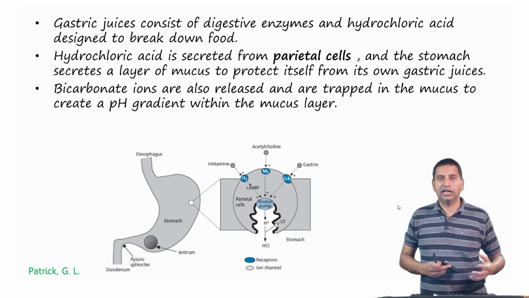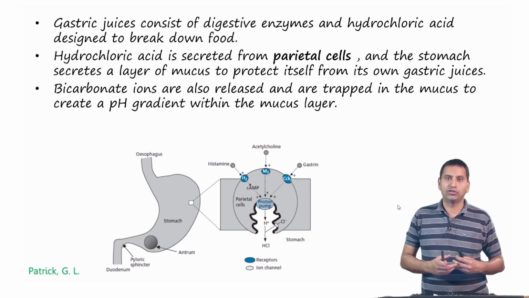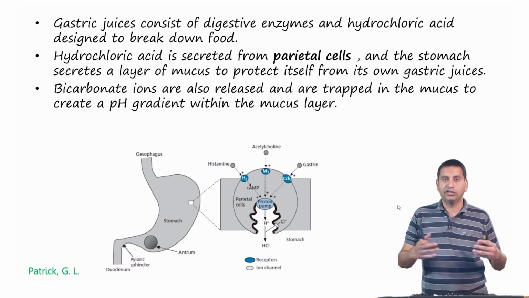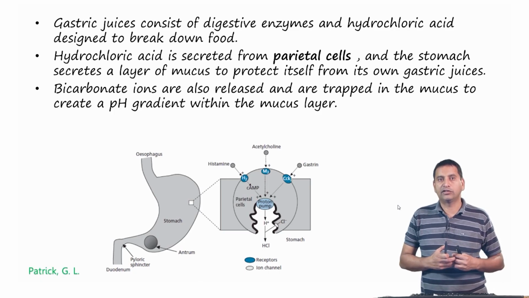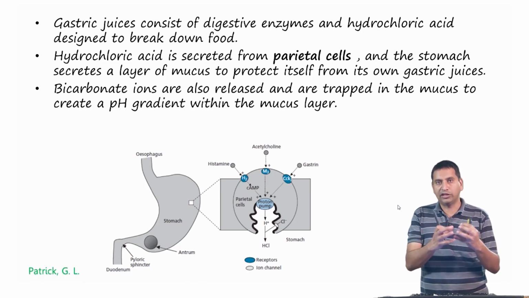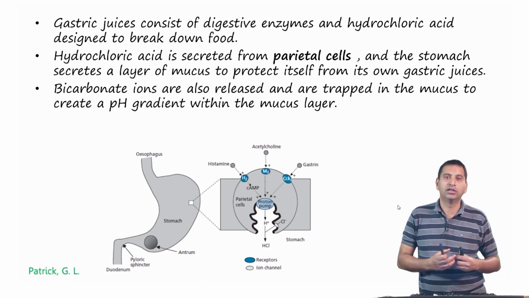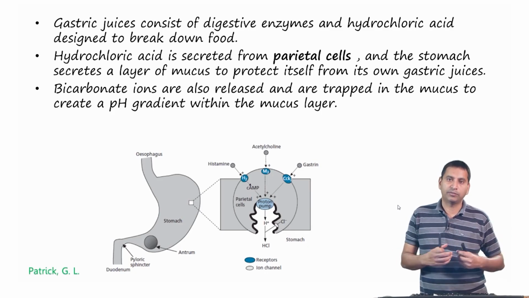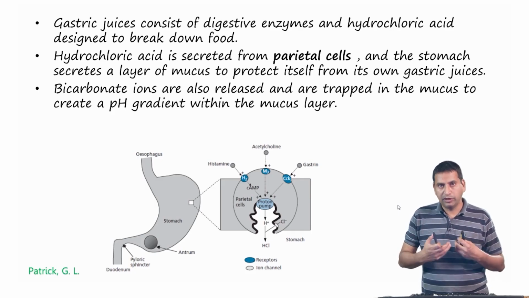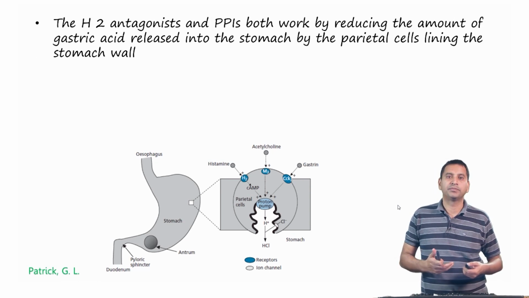So, just to recap what the system looks like. Here is the gastric system. Here the gastric juices contain digestive enzymes and hydrochloric acid. These break down food. Hydrochloric acid is secreted by parietal cells, and the stomach secretes a layer of mucus to protect itself from its own gastric juices. Bicarbonate ions are also released and trapped in the mucus to create a pH gradient within the mucus layer. This helps in protecting the stomach from the acid that it itself secretes.